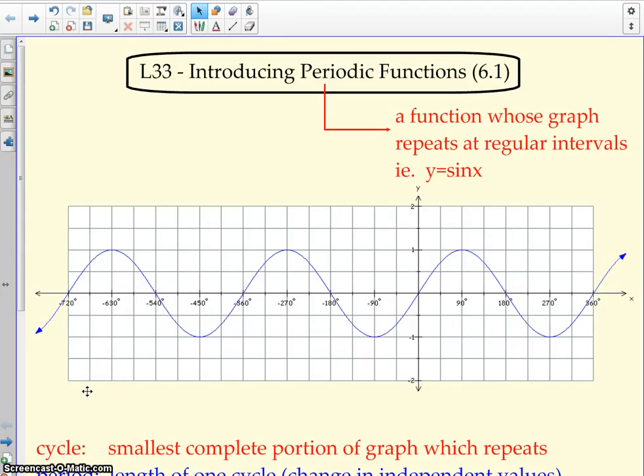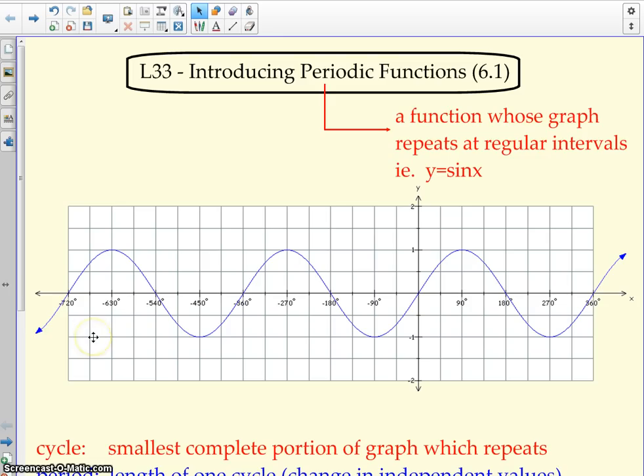Okay, so we're going to start off the second trigonometry unit now, and we're going to introduce the whole idea of a periodic function. Now, if you have taken the mixed math, the 3M course, you will have seen these before, but no worry if you haven't seen them before, they're not too bad.